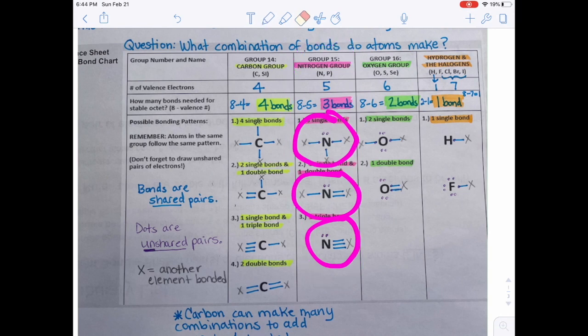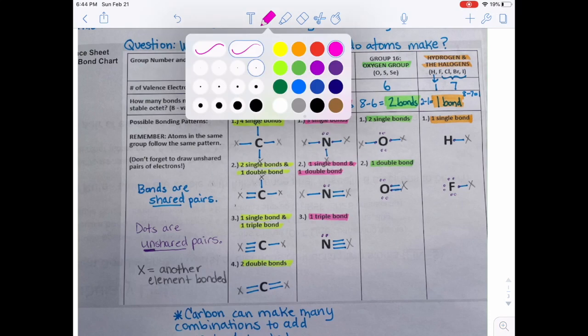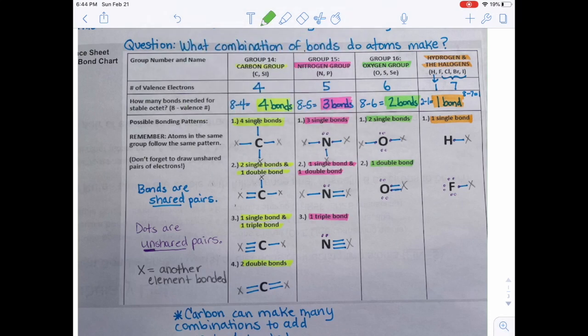And oxygen in the next group, with its 2 bonds, there's only 2 different ways it can get that, but that would also be the same pattern, the 2 singles here or the double. You'd see that same pattern if you had S or Se in the molecule. Anything from group 16 will make these patterns. So we're just showing oxygen as the example for group 16.